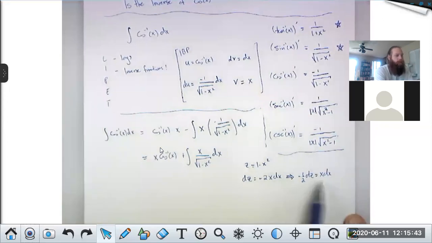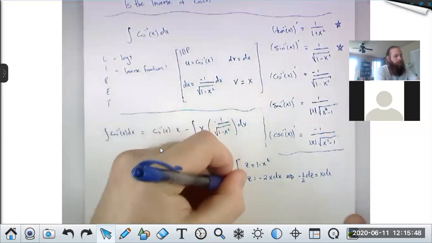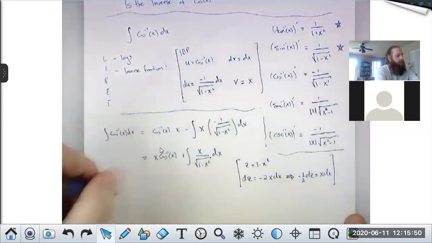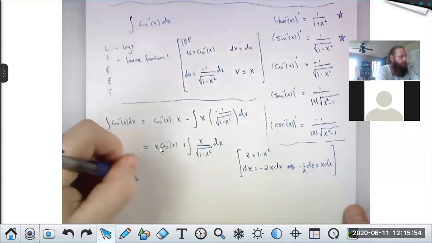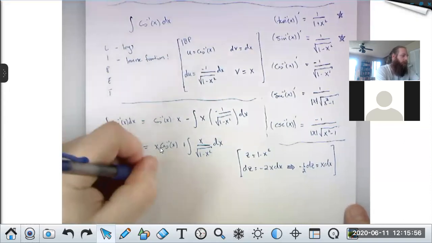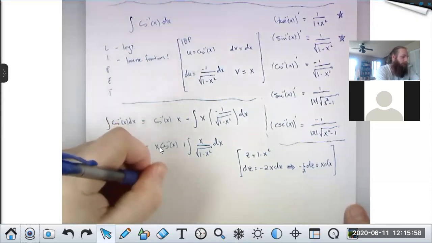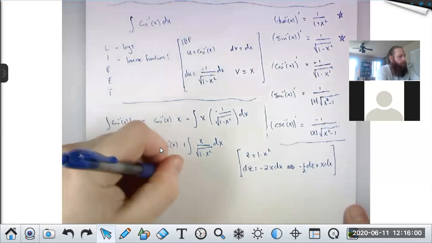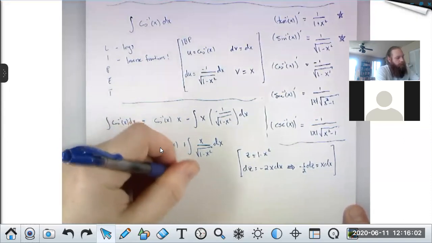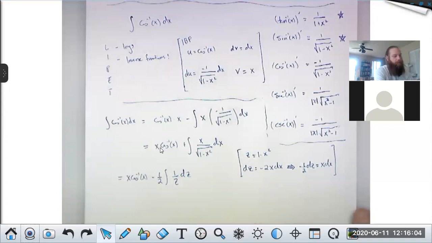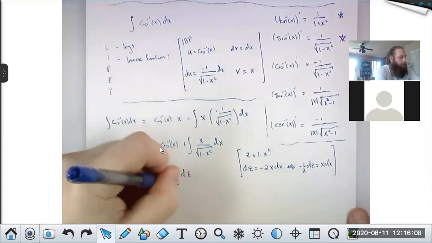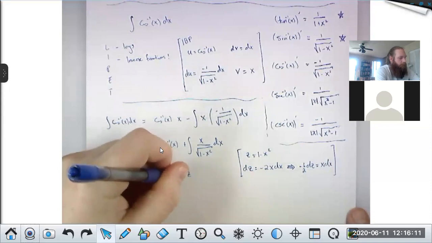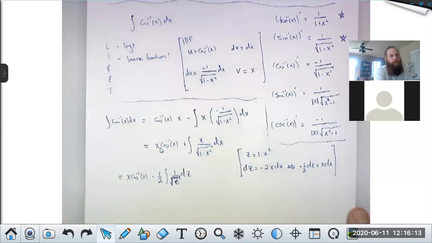Gotcha. This is probably the cleanest way to think of it. But whatever works best for you is okay, as long as you arrive at this. So we'll have our x cos inverse x out front, and then minus 1/2 integral 1 over z dz. All right, wait, wouldn't it be 1 over the square root of z? It is, yeah, I'm sorry. 1 over root z, yeah.